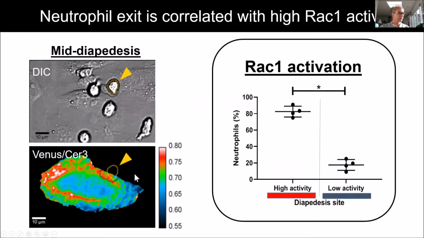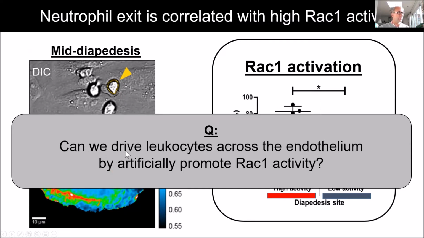However, what we did notice is that neutrophils preferred sites of high Rac activity to cross the endothelium. In fact, 80% of the neutrophils preferred such sites. Where the FRET ratio was high, neutrophils would cross. But the FRET ratio was already high before the neutrophil arrived there, so it was not induced by the neutrophil; the activity was already there. So if this is true, can we then drive leukocytes across the endothelium by artificially promoting Rac activity, again having high Rac activity before the neutrophil arrives?